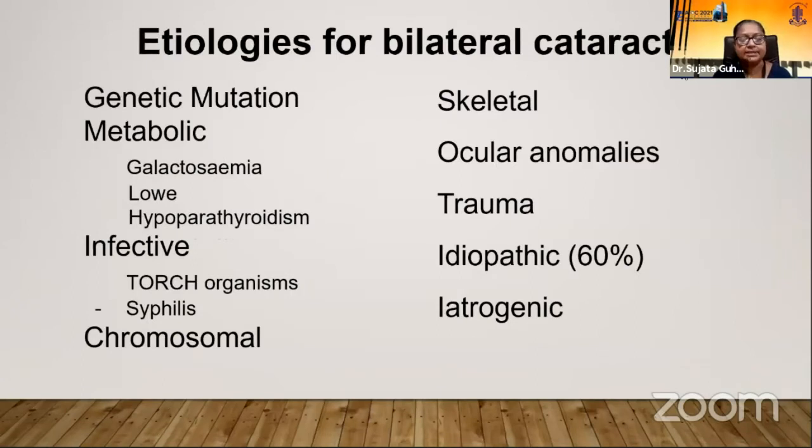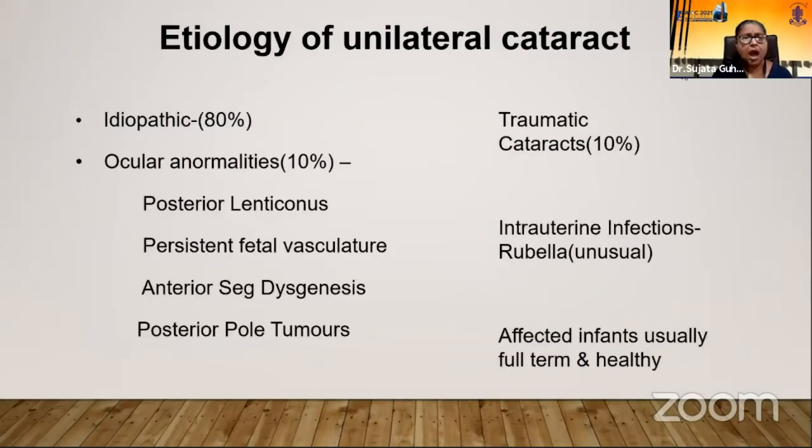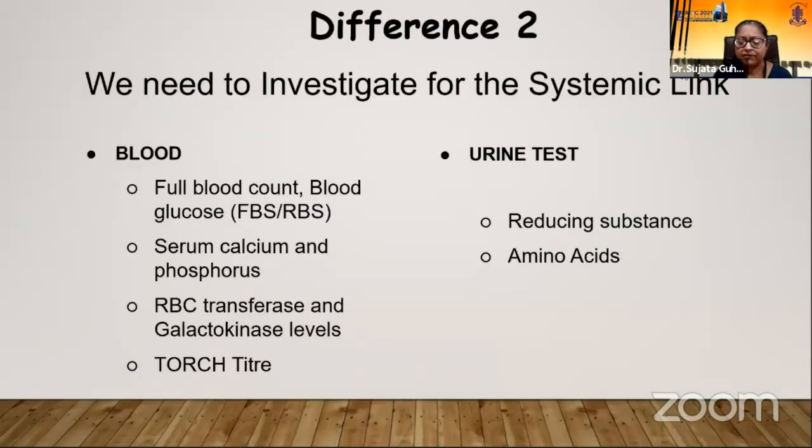Talking of systemic links, we need to know the etiology. For bilateral cataract, only 60% are idiopathic, but the rest 40% have some systemic associations like galactosemia, infections, the TORCH infections. However, in unilateral cataract, almost 80% are idiopathic, and very few systemic conditions give rise to unilateral cataract. So what investigations do we need to do for the systemic link?